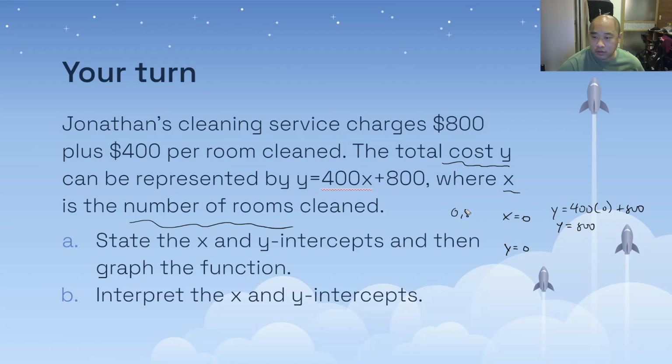So 0, 800. When Y is 0, that would be 0 equals 400x plus 800. Subtract 800 on both sides. Negative 800 equals 400x. Divide by 400 on both sides. And we have negative 2 equals x. So negative 2, 0. So what do these mean?